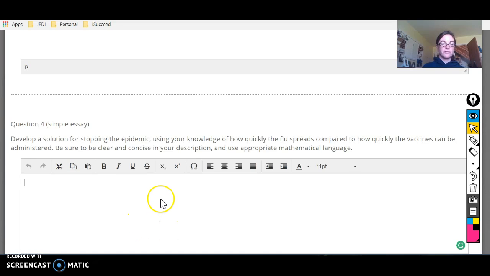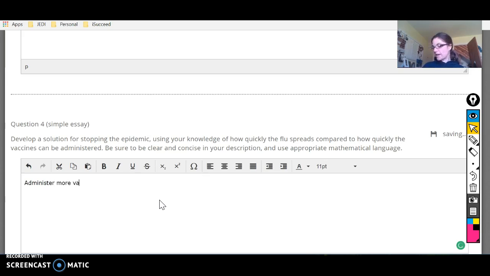All right, last question for our Unit 5 project. Develop a solution for stopping this epidemic. Use your knowledge of how quickly the flu spreads compared to how quickly the vaccines can be administered. So what I would say in this situation is let's get on those vaccines as soon as we possibly can. So let's administer more vaccines during the time when g of x has a faster rate of change than f of x. So that's that initial time period.